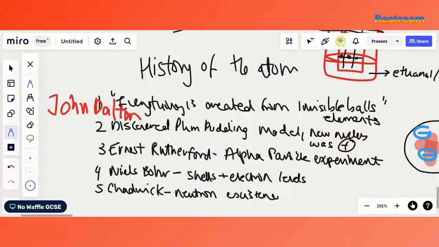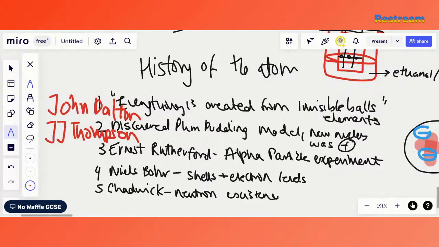Then we had J.J. Thomson. So John Dalton, J.J. Thomson. And J.J. Thomson discovered that atoms actually weren't solid spheres. He measured charge and mass and showed that an atom must contain an even smaller negatively charged particle called the electron.